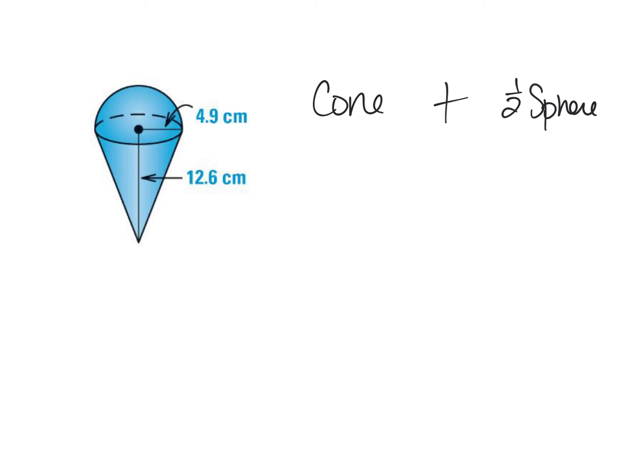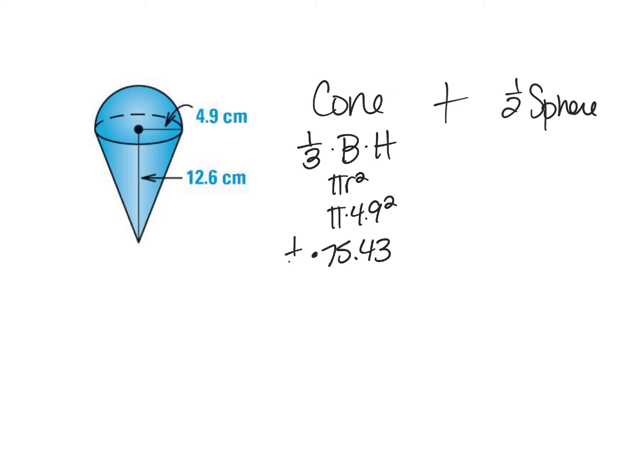So let's do the cone first. What's the formula for volume of a cone? That's the 1/3 formula. So 1/3 area of your base times your height. The base of a cone is a circle, so pi r squared. Pi times 4.9 squared. And this is still the same direction, so let's still round it to 2 decimal places. So pi times 4.9 squared would be 75.43 times, we've got to bring down that 1/3.